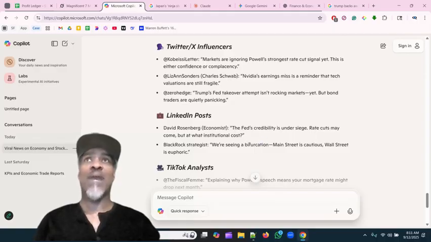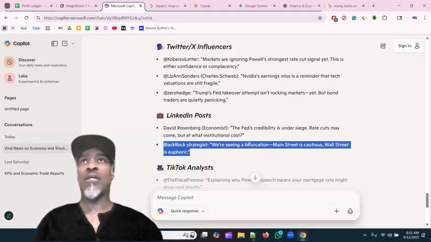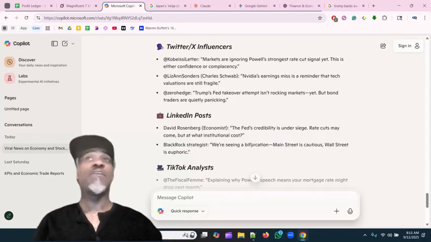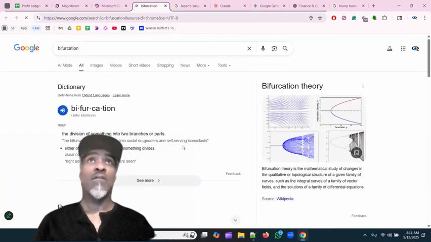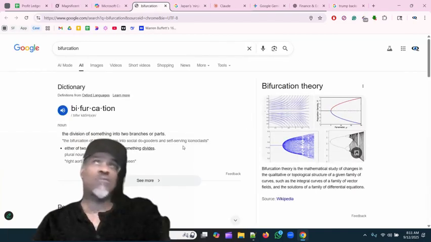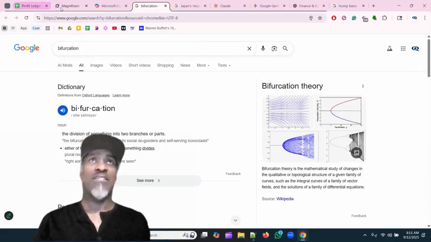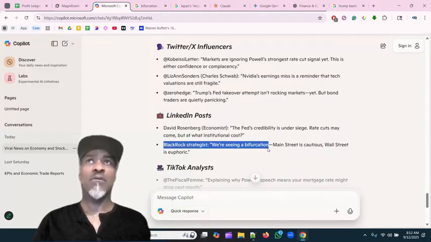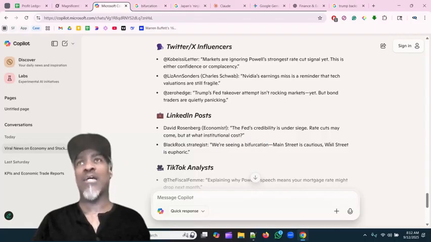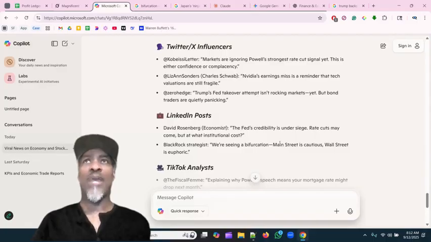BlackRock strategists, we're seeing a bifurcation. Don't worry, I'm going to look it up. Even I don't know what this means. I've heard of it before. The division of something into two branches. All right, so are they saying that the Fed is going into bifurcation? So let me copy the whole thing. Oh, no. Main Street, Wall Street. Got you. Main Street and Wall Street are the two bifurcation. Main Street is cautious. Wall Street is euphoric.